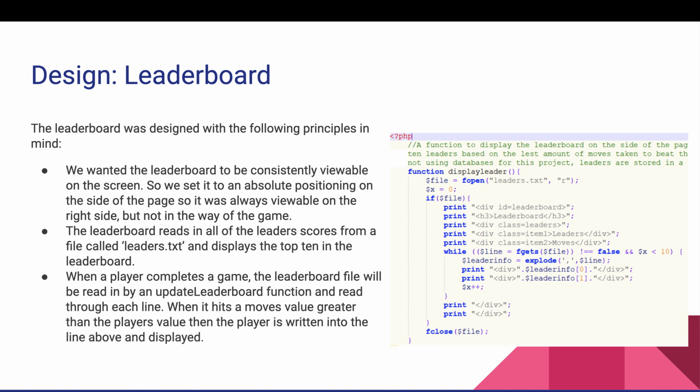So the leaderboard was designed with the following principles in mind. We wanted to keep the leaderboard consistently viewable on the side of the screen, so we set it to an absolute positioning on the right side of the page where players can always see who ranks on the leaderboard. And the leaderboard reads in all the leader scores from a file called leaders.txt, and it displays the top 10 in the leaderboard. When a player completes a game, the leaderboard file will be read in by an update leaderboard function and read through each line. When it hits a move value greater than the player's value, then the player is written into the line above and displayed.